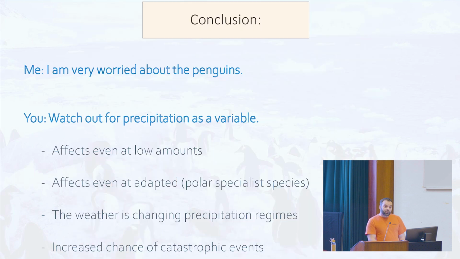So, conclusion, I am very worried. You should be too. But also, as a take-home message, I would like you to think of precipitation, because I know it's a difficult variable to get, but with other technology like cameras and so on, it's actually quite easy. So please think of precipitation.